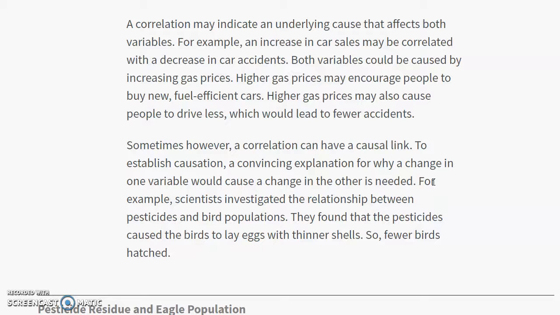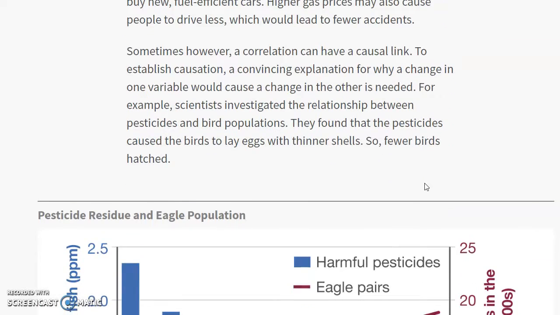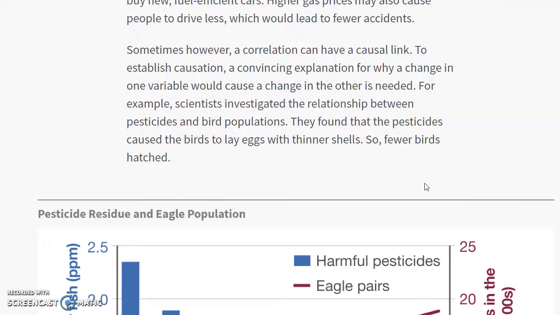So if you sell more cars, then there's going to be less car accidents, possibly, or more car accidents. Both variables could be caused by increased gas prices. If you have higher gas prices, people will buy cars that don't use as much gas. Higher gas prices mean people will drive less, but sometimes it actually is the cause, but it's hard to get there to find the exact explanation for why one variable is changing another.